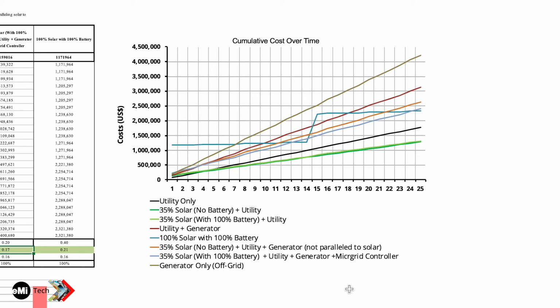X% solar, no battery plus utility means we are paralleling to the utility when it's available, and we're pushing power if we have more solar production than we have load. But if the utility's off, the solar's off.